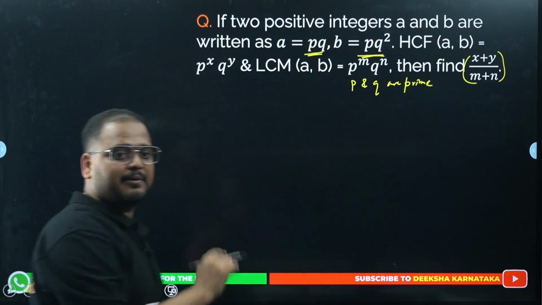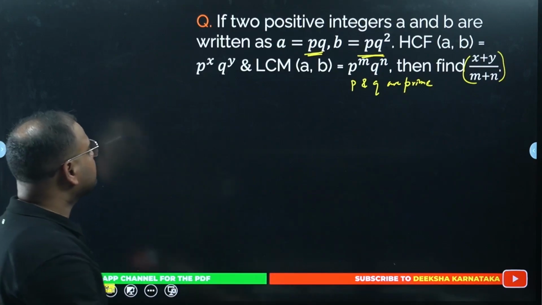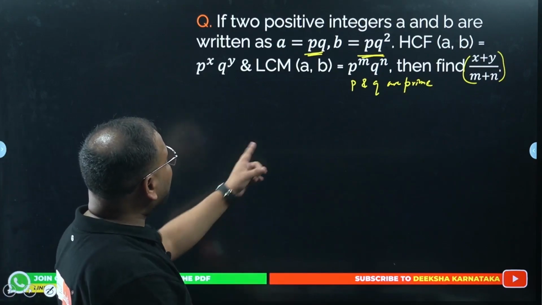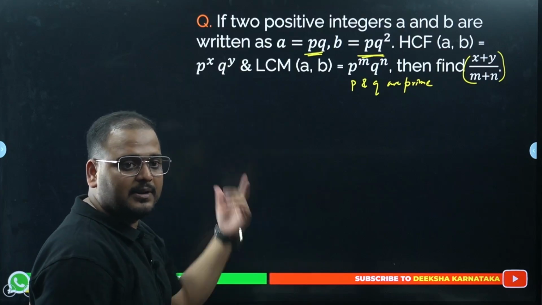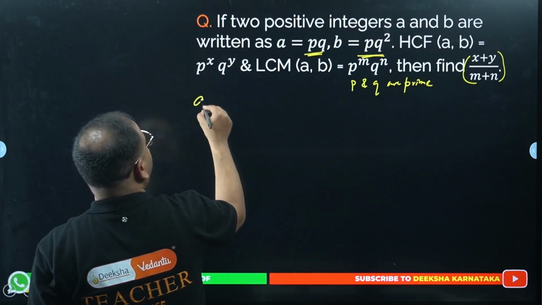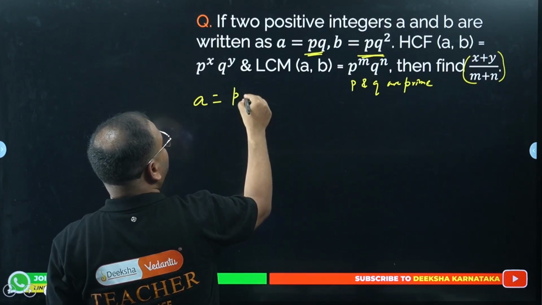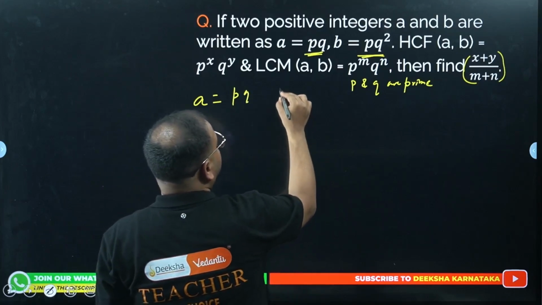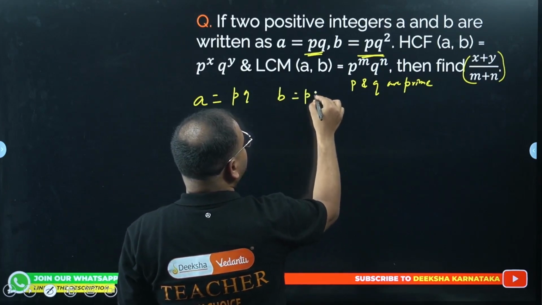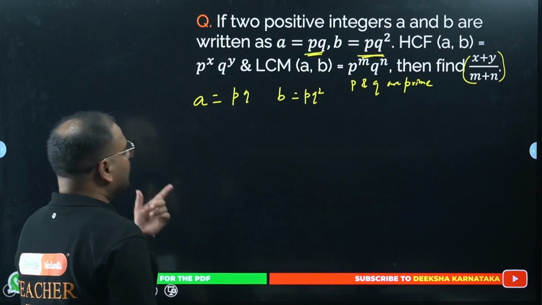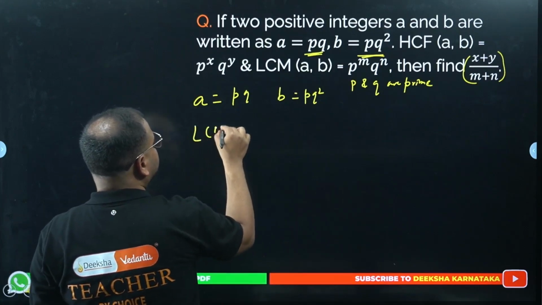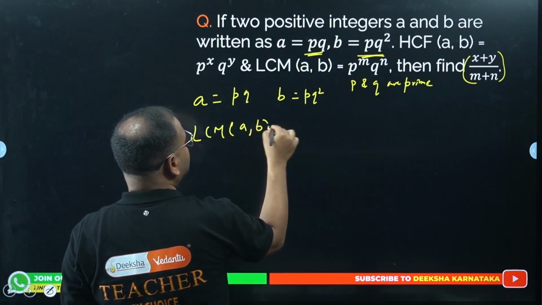Okay, it was written in the previous slide. Might have been missed. Okay, so for that, let's find the HCF and LCM. Let's write A. What is A? PQ. We'll do this question very quickly. B is PQ square. What is the LCM of A comma B?